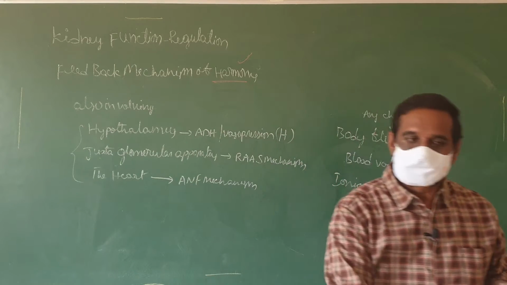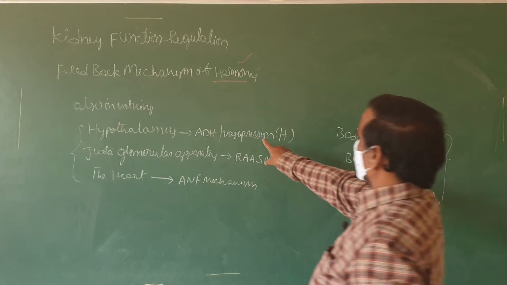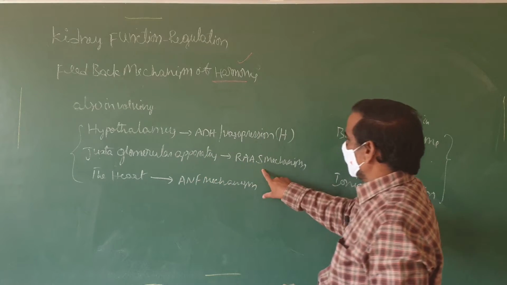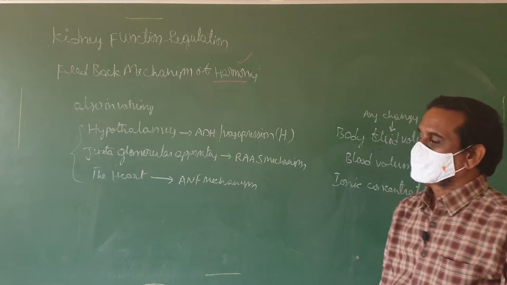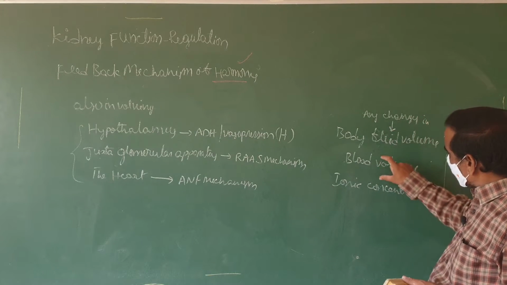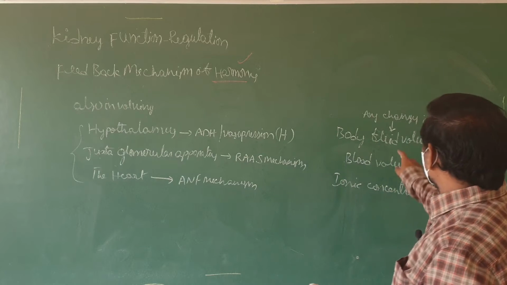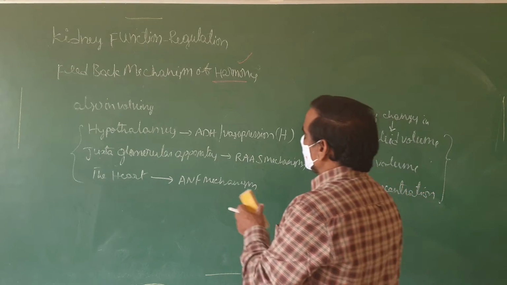We have to remember kidney function is mainly done by feedback mechanism of the hormones, and how those hormones are controlled: first, antidiuretic hormone or vasopressin; second, juxtaglomerular apparatus by RAS mechanism; and the heart also is involved by ANF mechanism. The fluids that play a vital role in the maintenance of osmoregulation are body fluid volume, blood volume and ionic concentration.